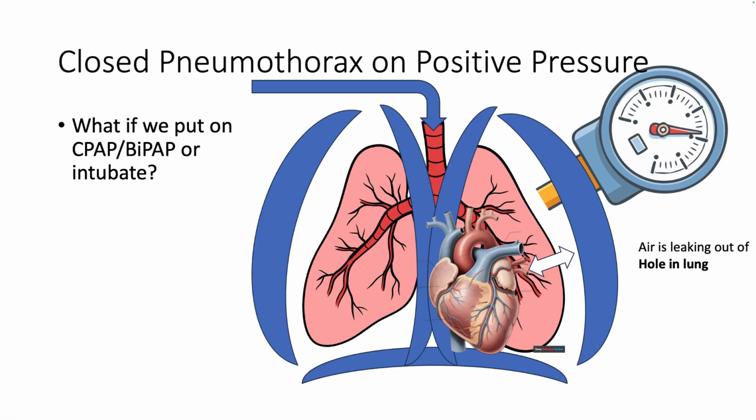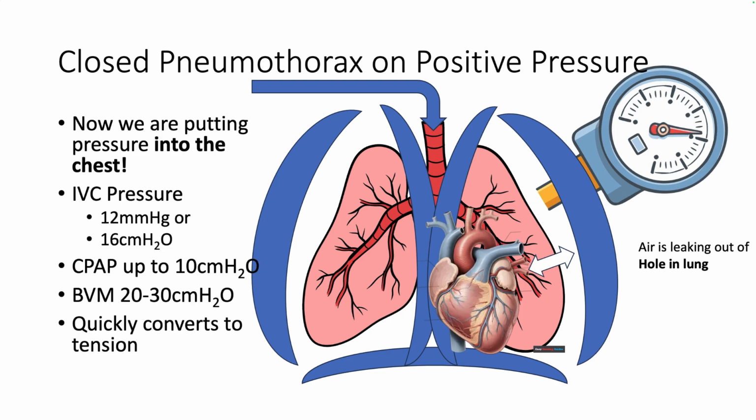So a patient with a 100% pneumothorax, closed pneumothorax, can be totally fine for days, but as soon as we apply positive pressure ventilation, they can go downhill very fast. And let's talk about why. We're putting pressure into the chest. So that means thinking about how much pressure matters, we want to take a look.